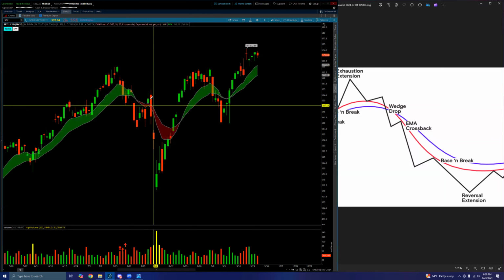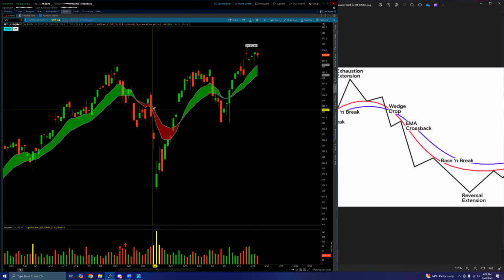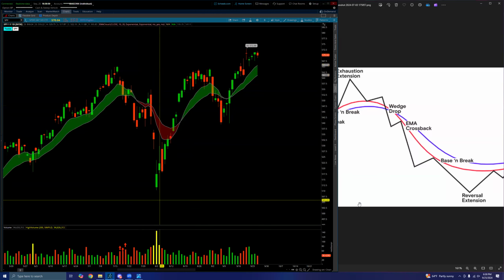At which point, the only way to really confidently get long is to see some break back above the moving averages, with the moving averages beginning to trend positively. So here, you could consider this maybe the EMA crossback phase, where the 10 EMA now crosses below the 20. We consolidate in this area. Again, super messy. Just a great example of how imperfect this can be sometimes. And then ultimately, we break down.